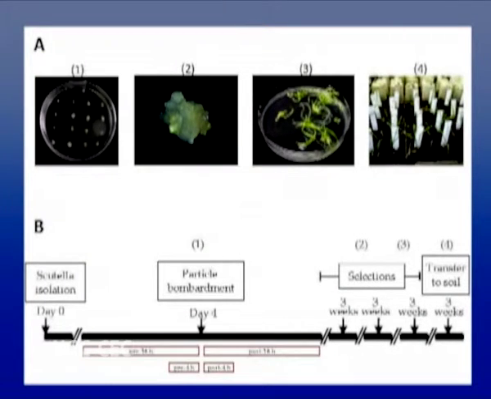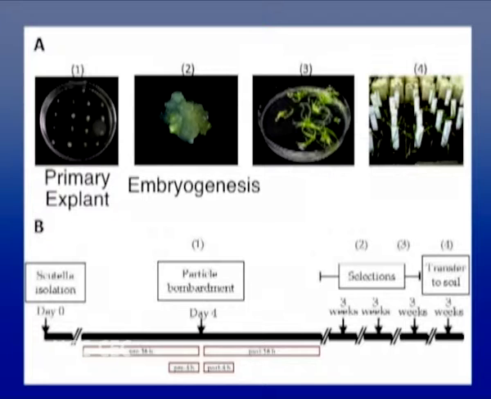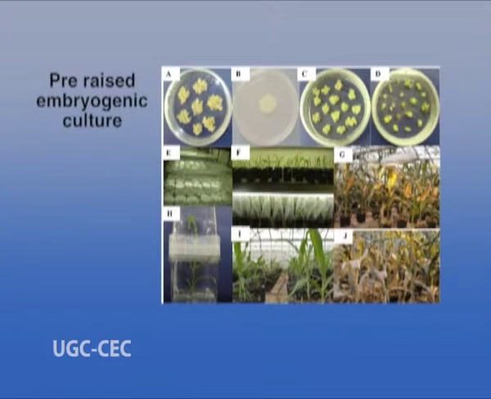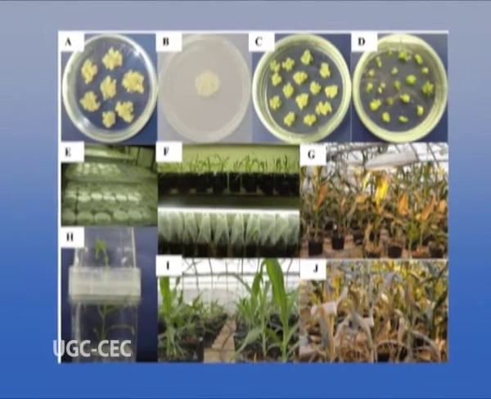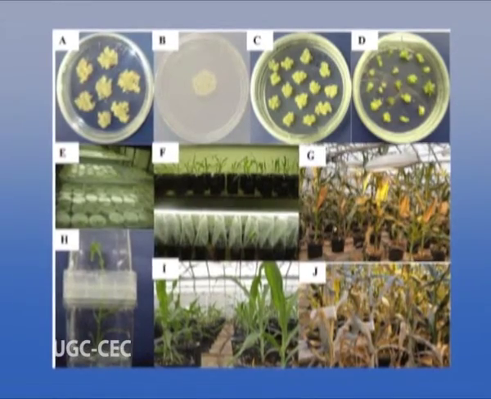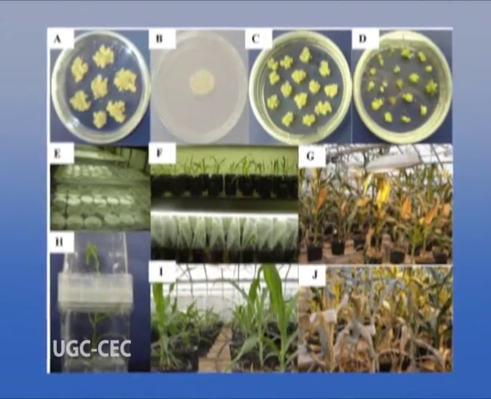The targeted plant material either can be a primary explant, which after bombardment is induced with embryogenesis, or it can be a pre-raised embryogenic culture which is subjected to bombardment followed by proliferation and regeneration of the transgenic plants.